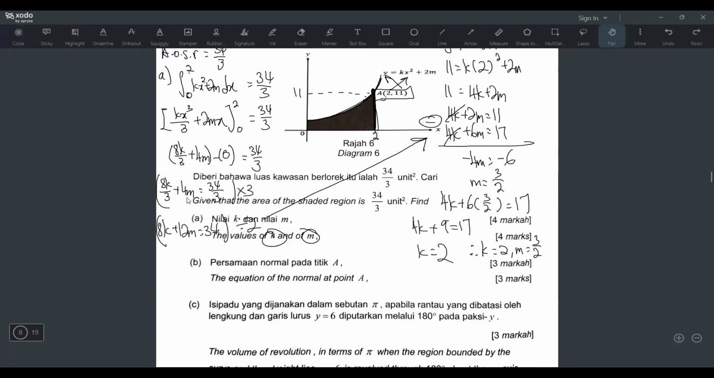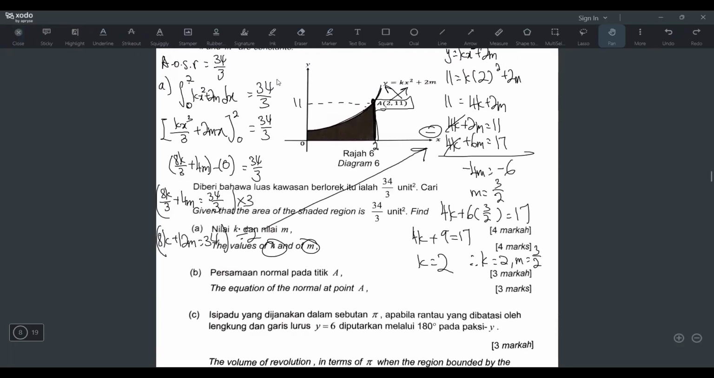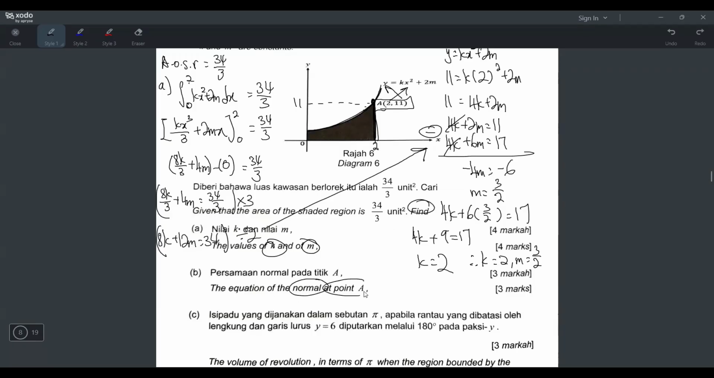Now we can do B, right? Let's read B. They want to find the equation of normal at point A. This one we have to use dy dx. This one is under differentiation. It means this question mixes differentiation and integration together. How to find the equation of normal? First, you need to get the gradient of normal. But how to get the gradient of normal? You have to get the gradient of tangent first.